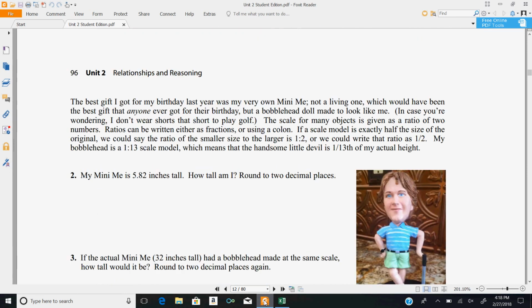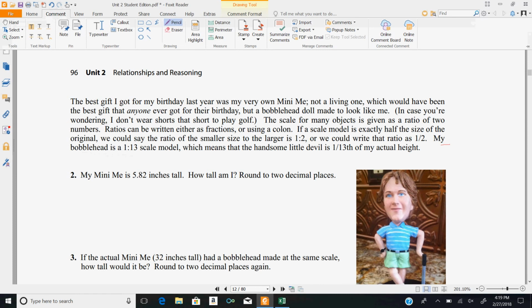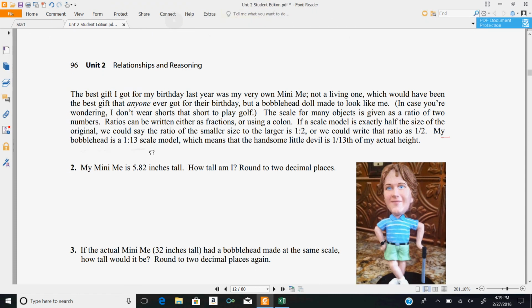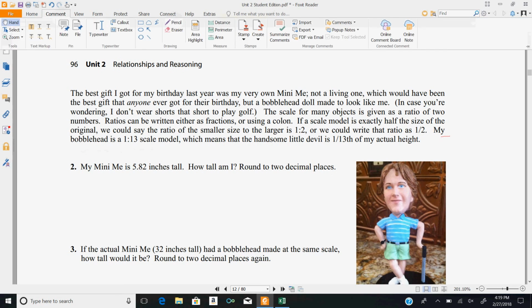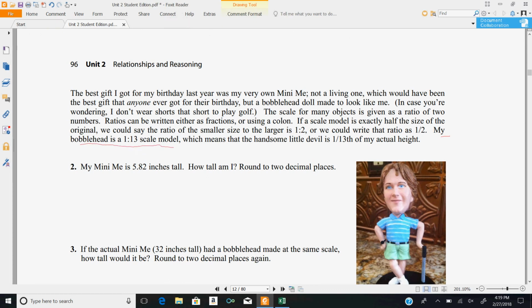Okay. So to start off with question 2, we're given an example of the author having a doll made of himself. He tells us how tall the doll is. To get his height, he wants to see how tall he is. We have to go back to the wording, the text above, and it says my bobblehead is a 1 to 13 scale model. So he's telling us the scale is 1 to 13.